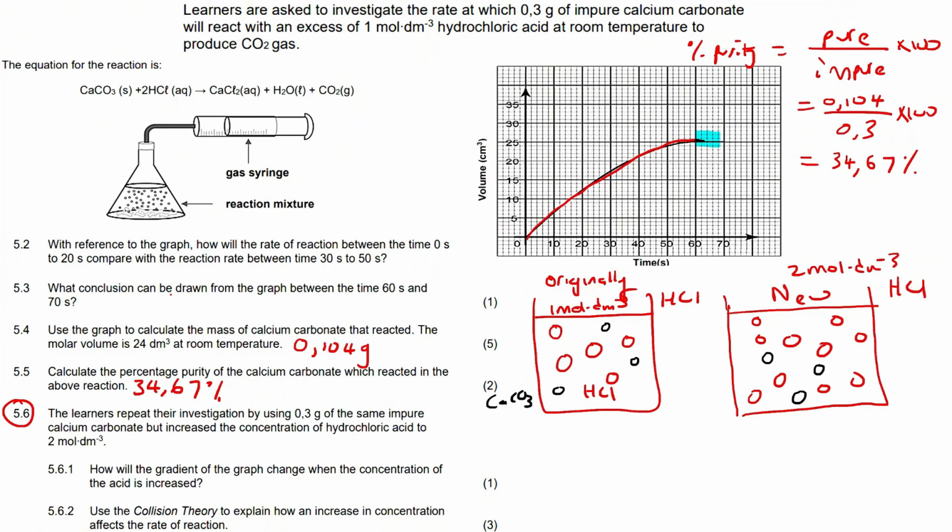HCl. So it says, how will the gradient of the graph change? Well, according to the collision theory, remember we've said that for a reaction to take place, the particles have to collide. Let's stop right there. Would you agree with me that by having more HCl particles in the system, there's going to be more collisions between HCl and calcium carbonate? There's definitely going to be more collisions. That means that the reaction rate is going to increase. So instead of having a graph that looks like this, it's going to be steeper in the beginning, and then it's still going to flatten out to the same position.